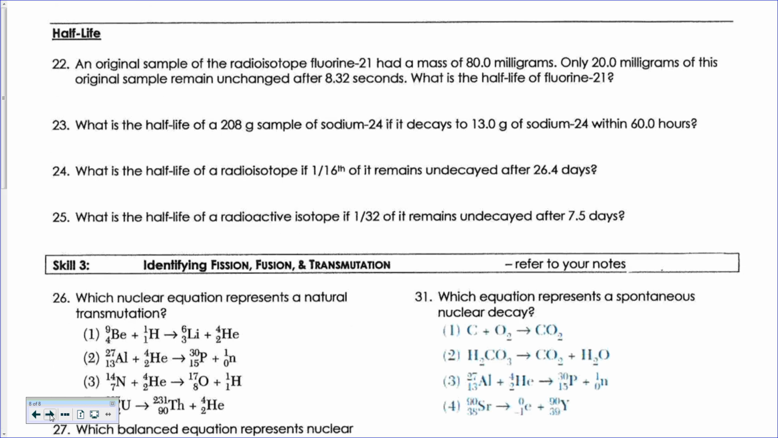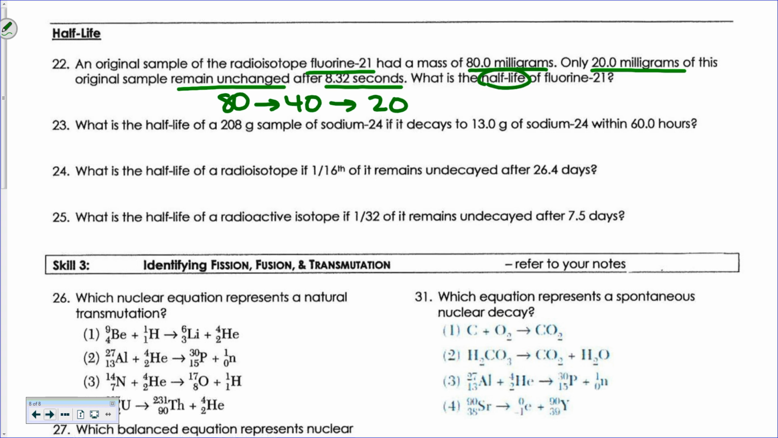All right, one more section. I want to do basically one more problem with you. So let's do number 22. It says, an original sample of the radioisotope fluorine-21 has a mass of 80 milligrams. Only 20 milligrams of this original sample remain unchanged after 8.32 seconds. What is the half-life? So I went from 80 to 20, so 80 cut in half would be 40, and cut that in half, it would be 20. So I went through 2 half-lives.